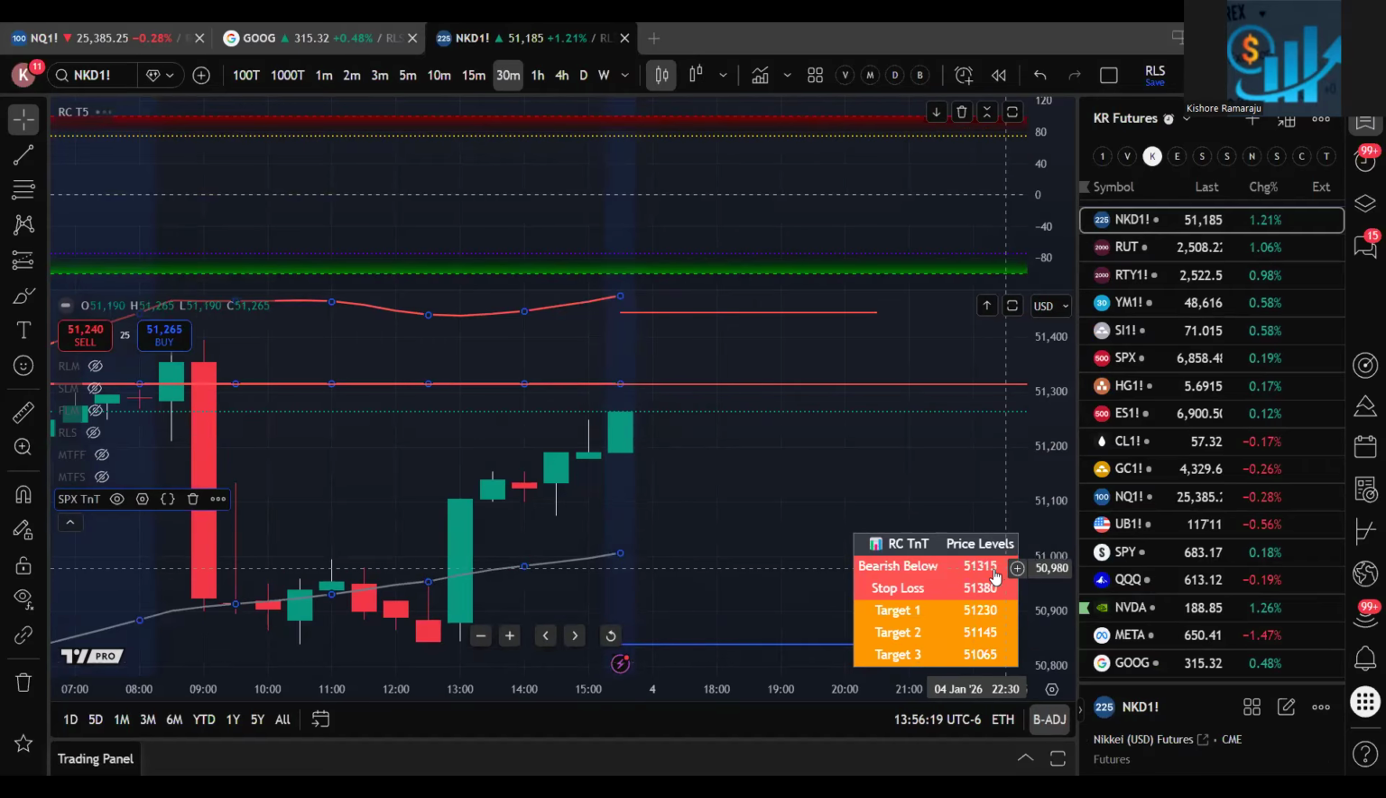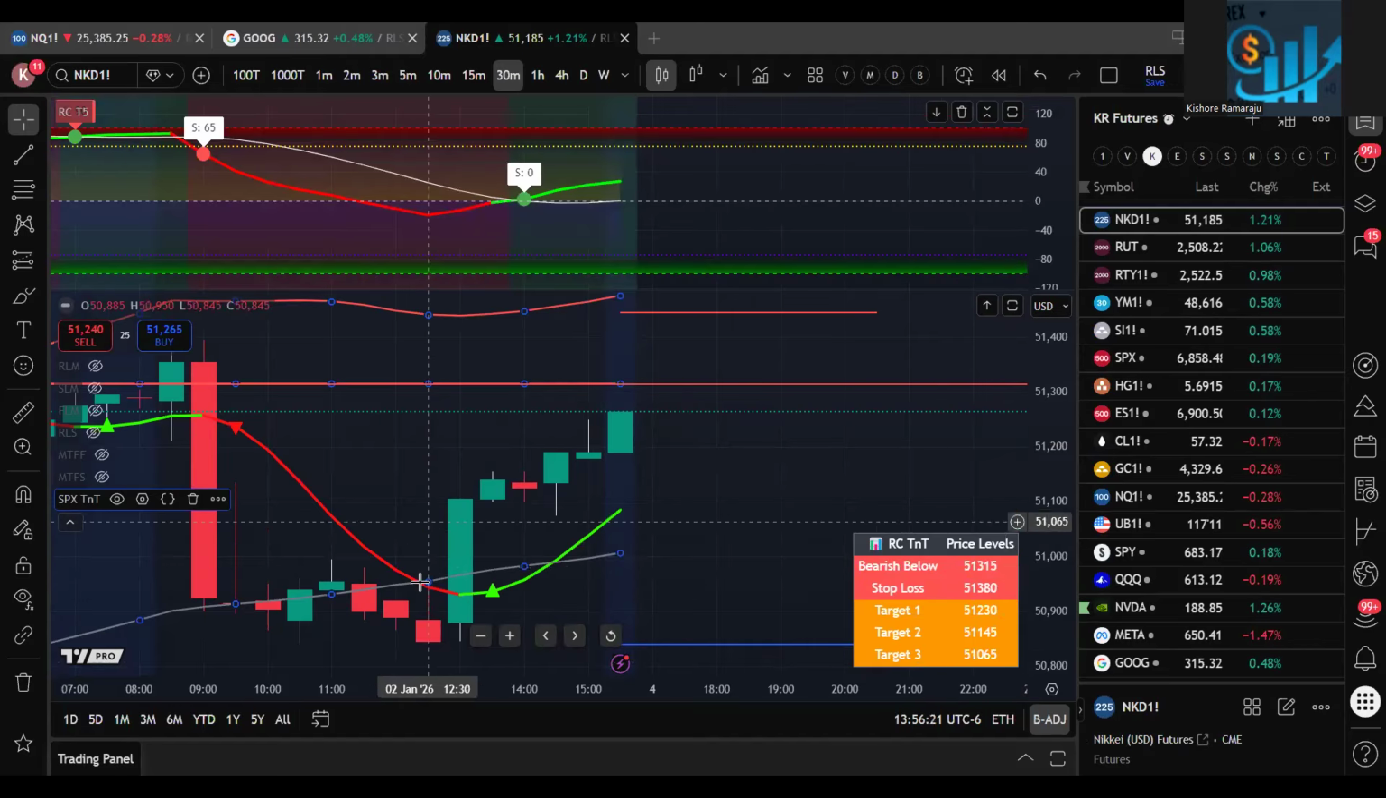So NKD is bearish below 51,315. That means that is where it is a resistance. It should go above that. And then if it starts dropping, if you see a bearish engulfing candle, you can do shorts. Once it goes above 51,315 and starts dropping, that is where we can take shorts.